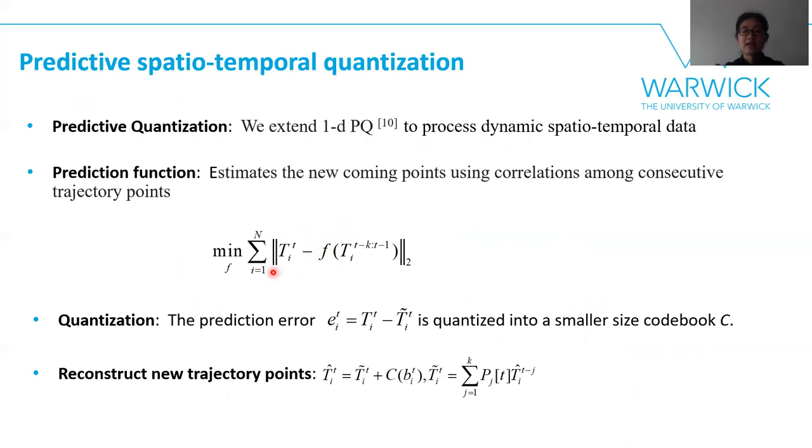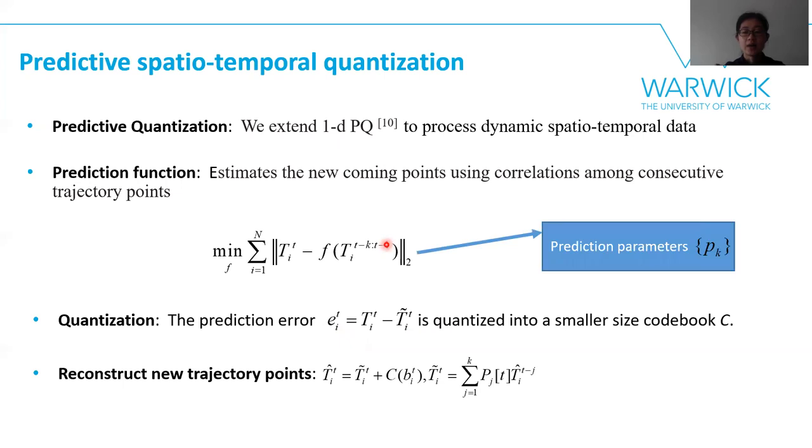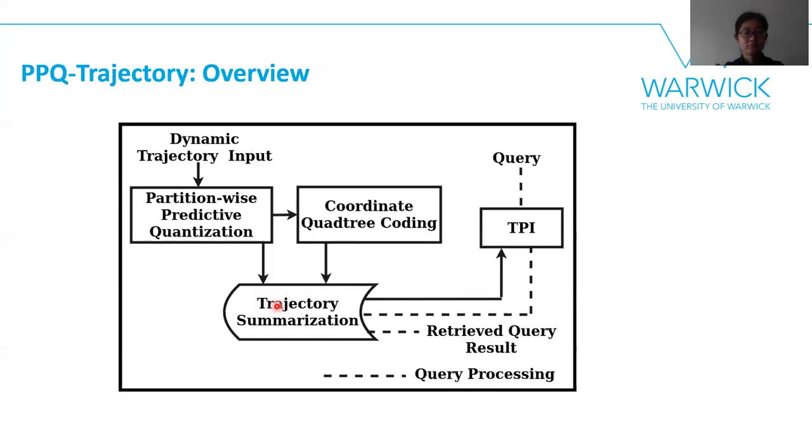And instead of quantizing the raw data, we quantize the errors of the predictions. The prediction parameters are chosen to minimize the prediction errors. This can reduce the range of the values to quantize and generate a smaller-sized codebook. The prediction parameters and the codebook can be used to reconstruct the raw values as needed.